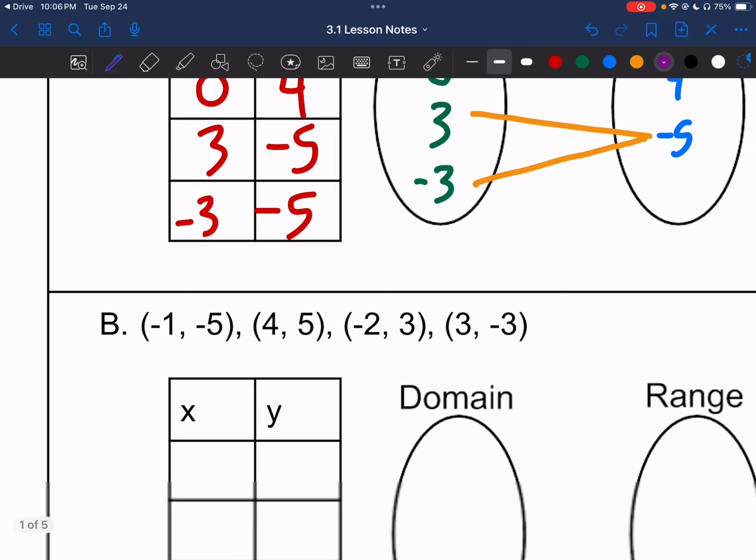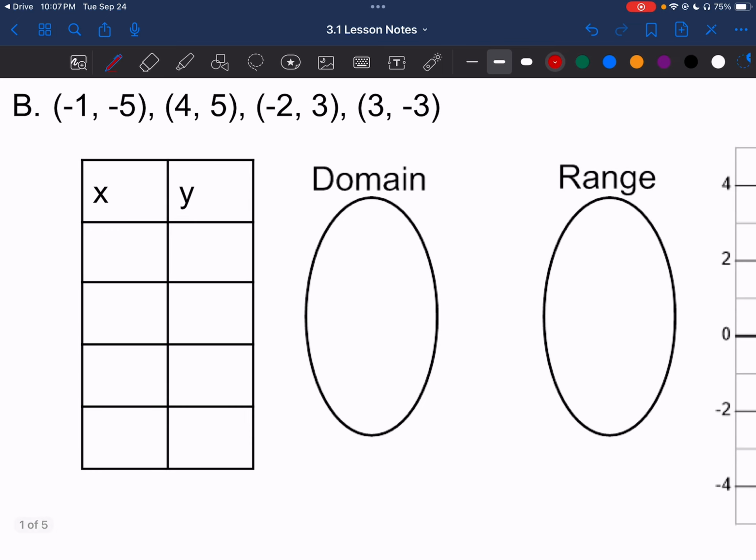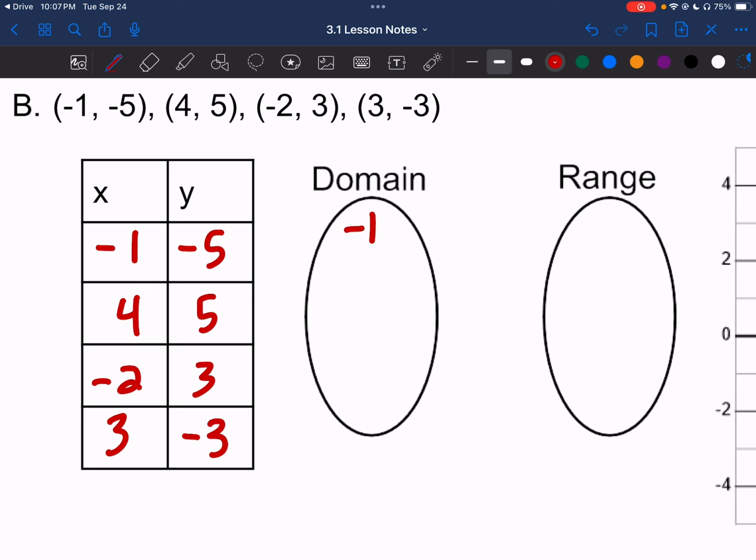So we're going to move down to our second problem, letter B. We have another set of ordered pairs, and we're going to go ahead and list them out. So the first one is -1 and -5. Our second one is 4 and 5. -2 is my x value, 3 is the y value, and 3 is my x value, -3 is my y value. So we list out our domain: -1, 4, -2, and 3. Our range values, we have a -5, a 5, a 3, and a -3.